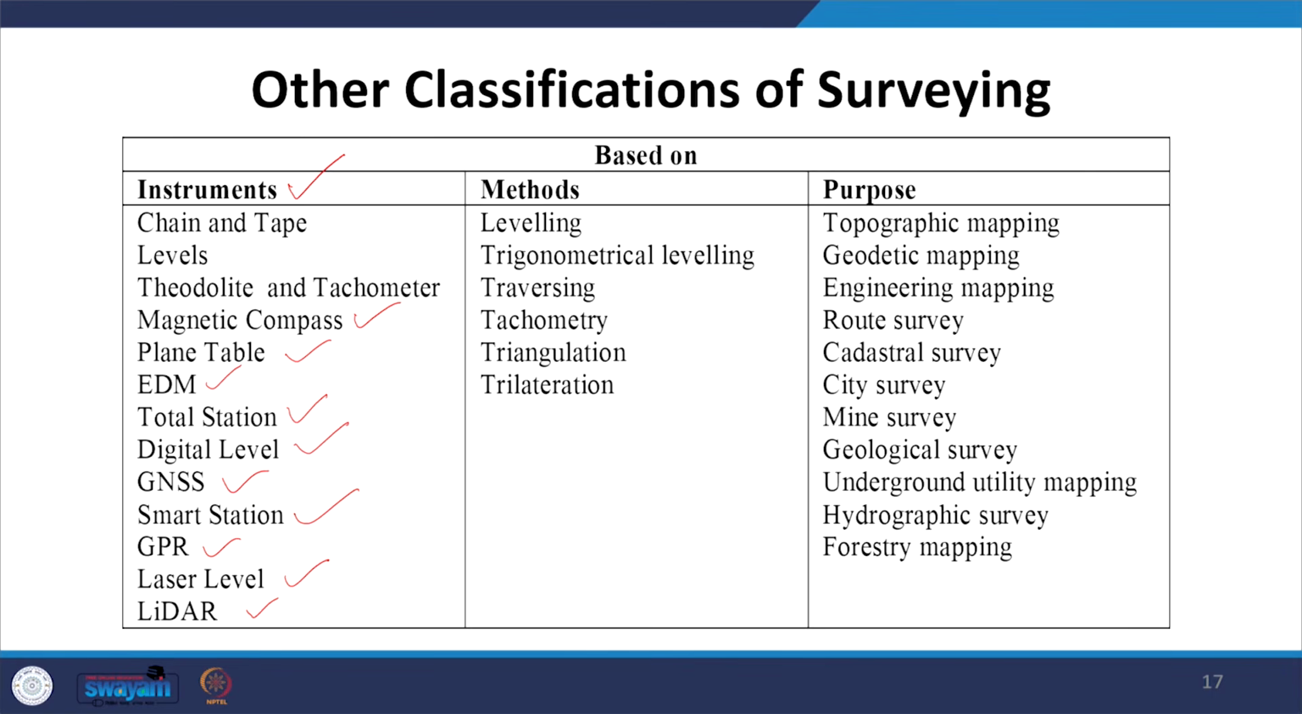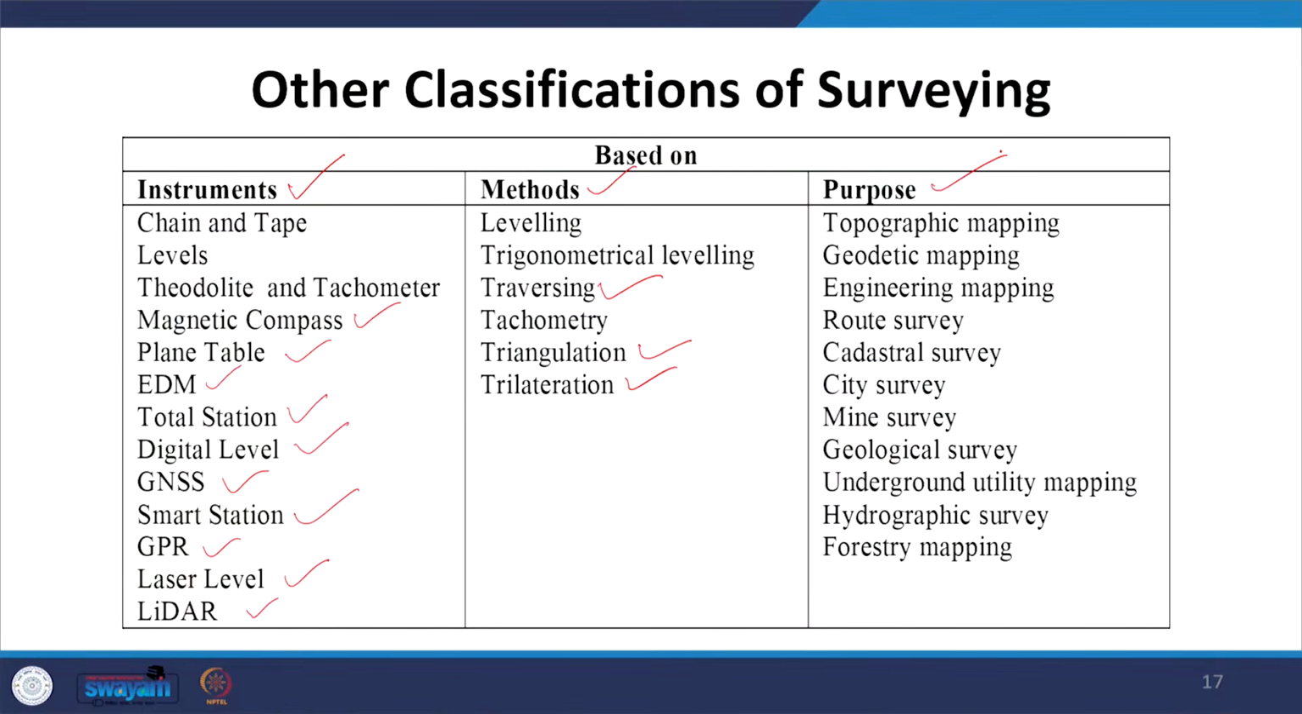The second classification is based on the method, which is given in the middle column here. If we are doing leveling, finding the elevation difference between 2 points, this is called the leveling method. We may be doing traversing when we have various points around the object, and it may be a closed traverse or an open traverse. Similarly, we have triangulation and trilateration. If the area covered is large, we use all these different methods. Now, the third column shows the purpose of the surveying. So, there could be many purposes.